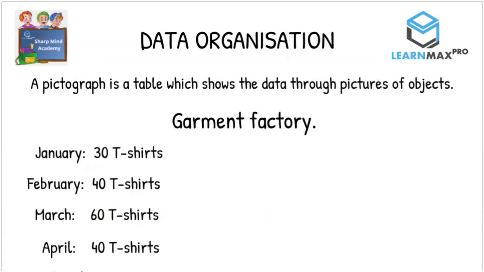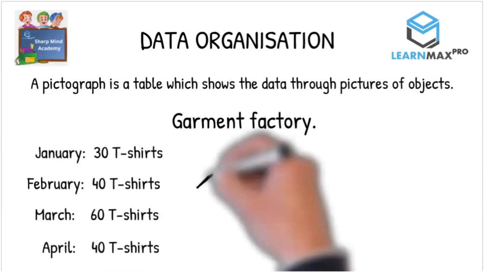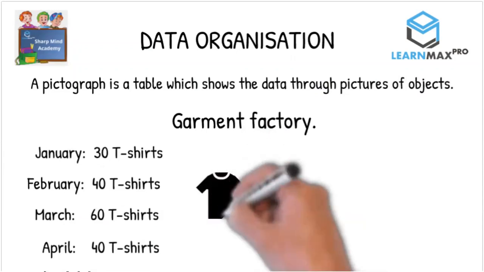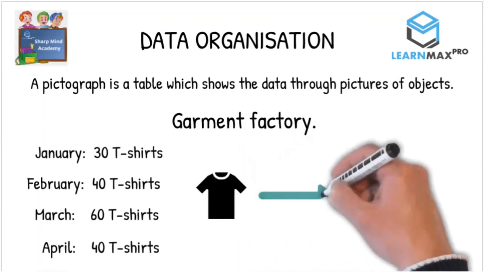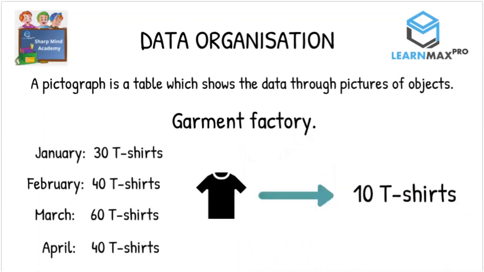We will take a picture of a t-shirt to show the data. However, since the data involves big numbers, we will consider that the picture represents 10 t-shirts. Therefore, we can make a pictograph as shown on the screen. Each picture of the t-shirt represents 10 t-shirts sold.